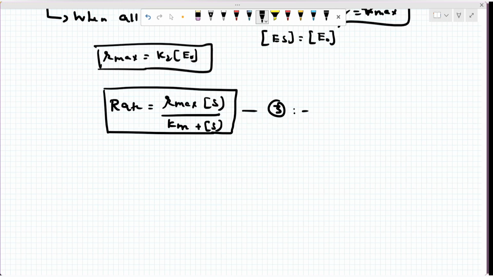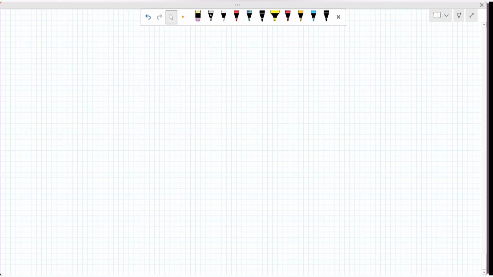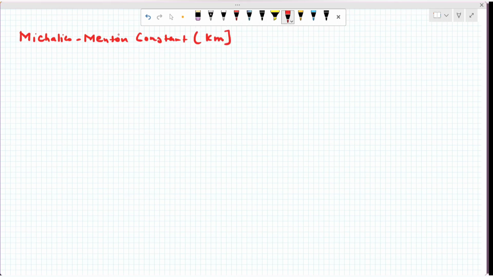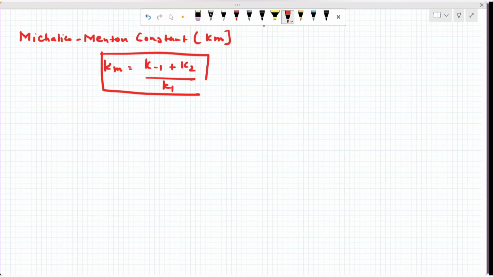Now see. Please note the Michaelis-Menten constant, that is called Km. What is the formula? Km equal to K inverse plus K2 by K1. Note the characteristics of Km.